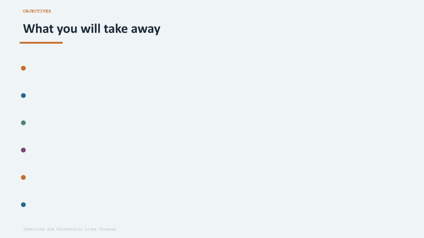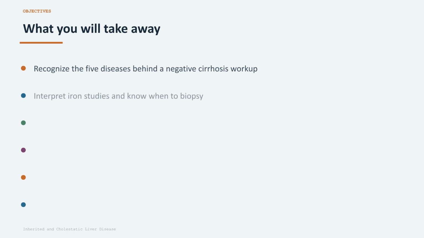Here is what you should take away. First, recognize the 5 diseases to consider when the common causes of liver disease are negative. Second, interpret iron studies and know exactly when a liver biopsy is needed. Third, use ceruloplasmin, urine copper, and the 2 ratios that flag Wilson disease and acute liver failure.